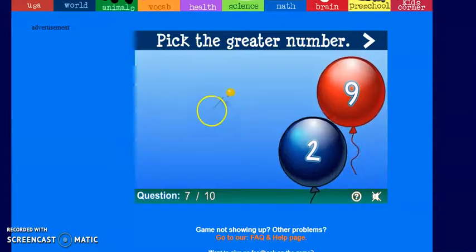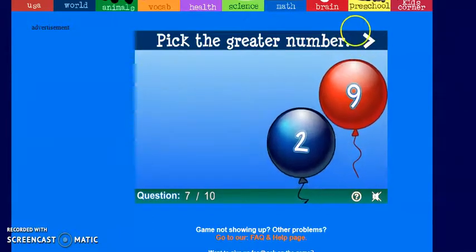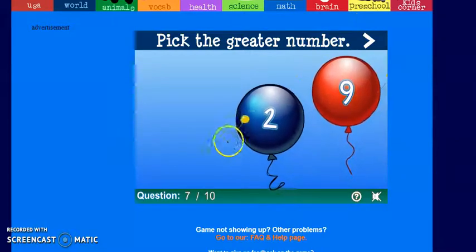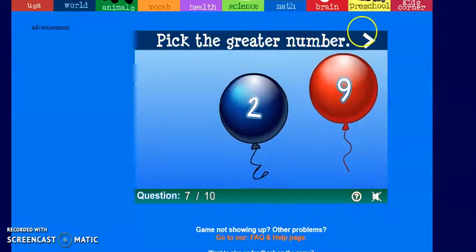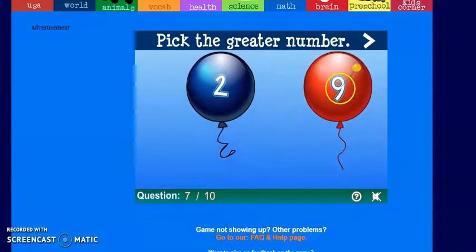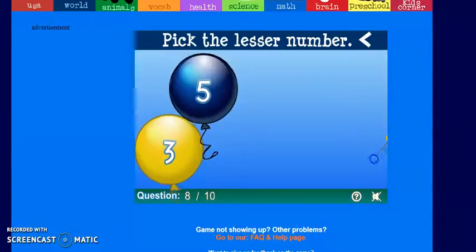All right. So the alligator is going after the bigger number now. Is it going to be 2 or 9? 2 or 9. Remember, the alligator wants to go after the bigger number. That's right. It's going to be 9.